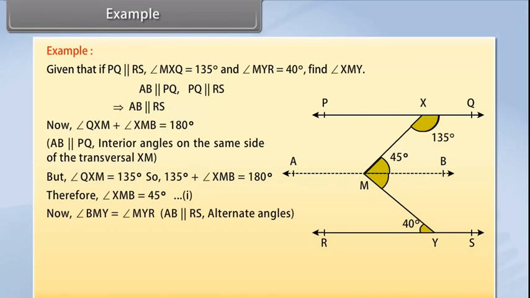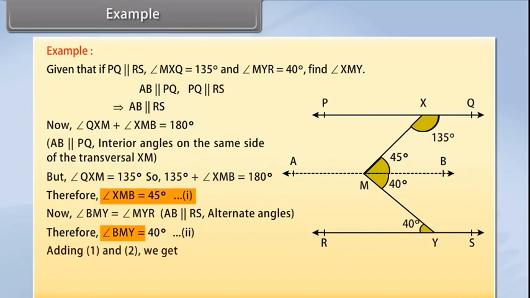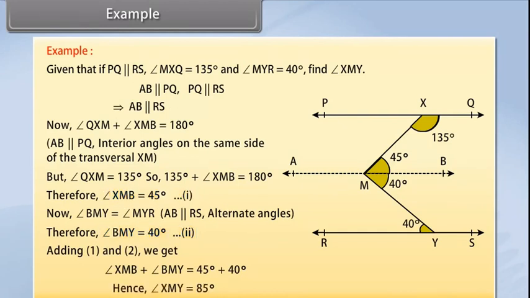alternate angles. Therefore, angle BMY is 40 degree. Mark it as 2. Now adding 1 and 2 we get angle XMB plus angle BMY is equal to 45 degree plus 40 degree. Hence, angle XMY is equal to 85 degrees.